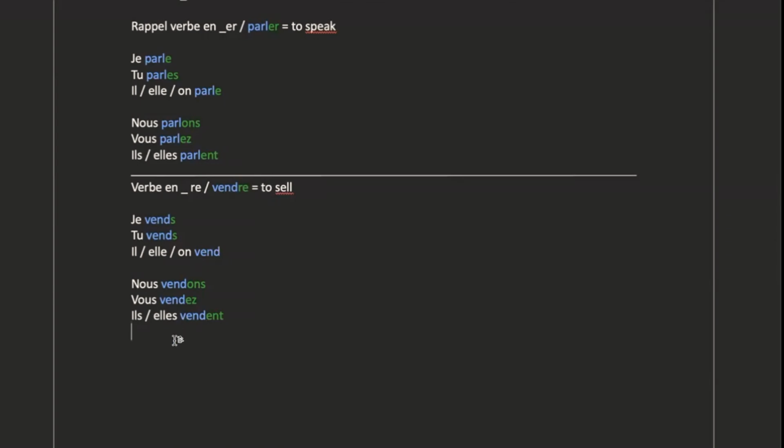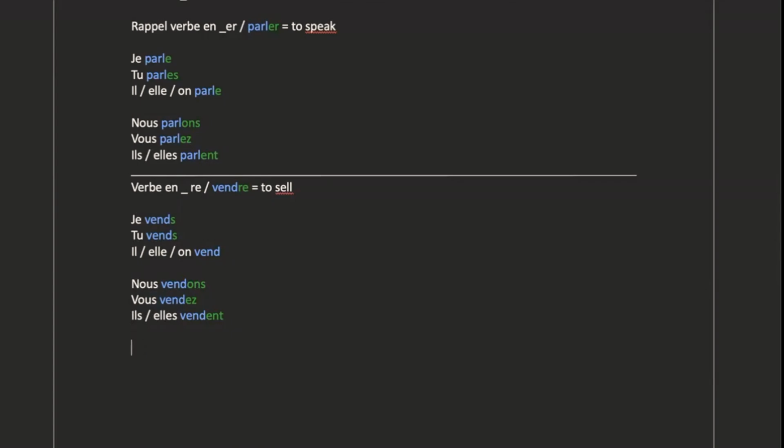The only thing you have to be careful, you want to match your subject with your ending. Okay, if you have vous, you put EZ. If you have nous, you put ONS, etc. And often, my students, they go too fast and they mix up the ending with the subject. Okay, so we need to match them.